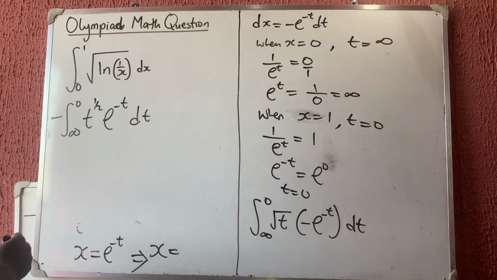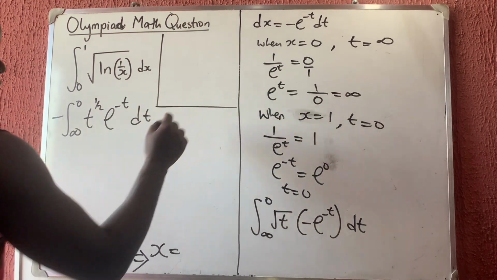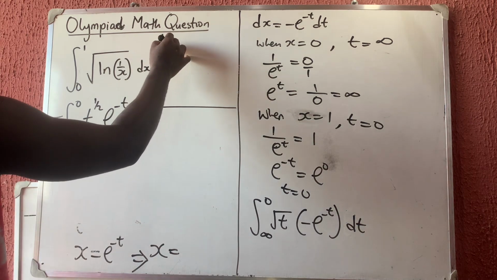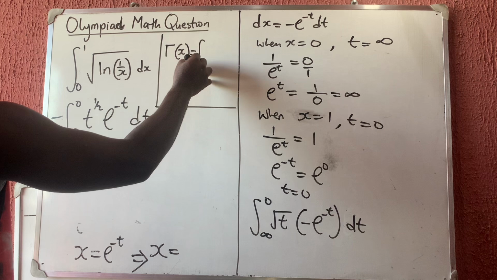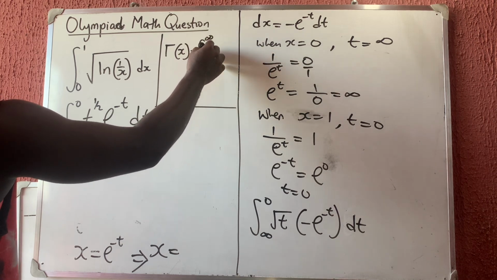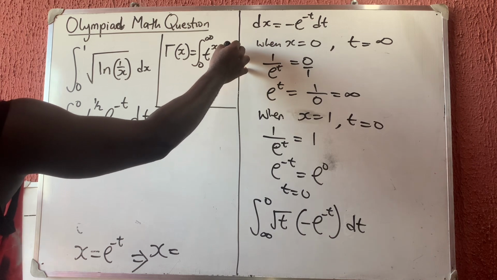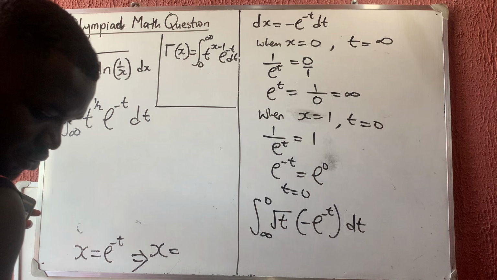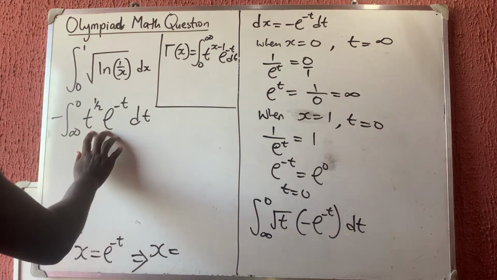Now we are getting closer to our gamma function. Don't forget that the gamma function of x is equal to the integral from 0 to infinity of t raised to power x minus 1, then e raised to power minus t dt. So we're getting closer to this.